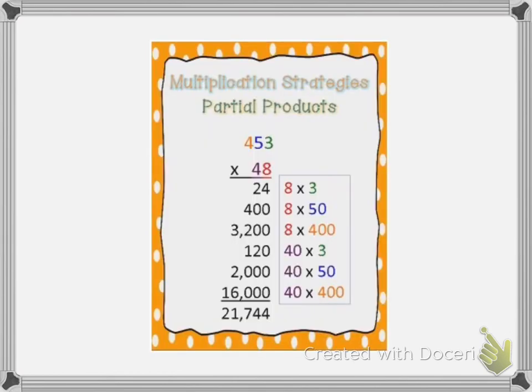Excellent job tonight. You figured out partial products are very much connected to the place value chart, and I hope you use both strategies to help you multiply a 2-digit by a 1-digit.